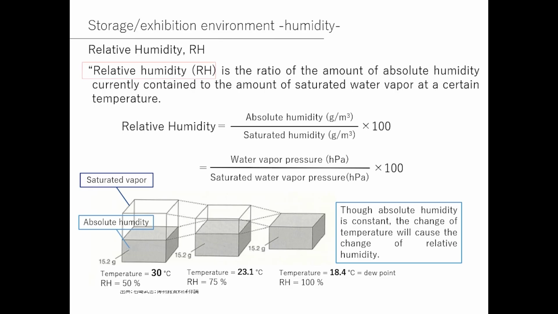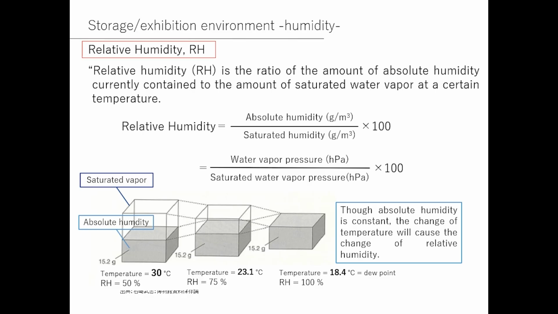Next, I will explain relative humidity. As humidity is a much more vital element than temperature in the environment for safekeeping artifacts, you should have a good understanding of it. The definition of relative humidity is the ratio of the absolute humidity, the amount of water vapor currently contained in the air, to the amount of water vapor contained if the air is saturated, that is, full of vapor, at a certain temperature.